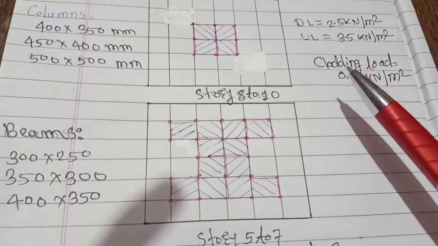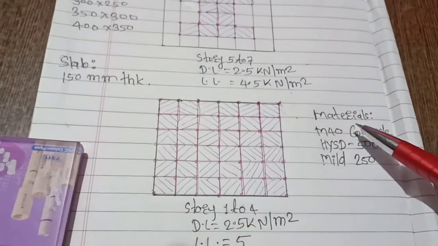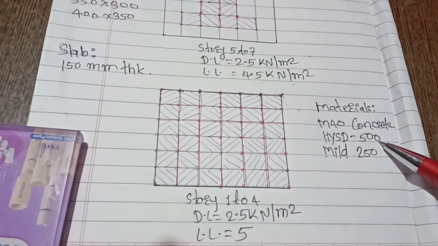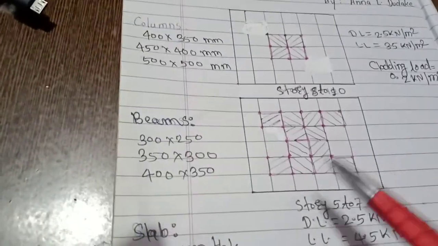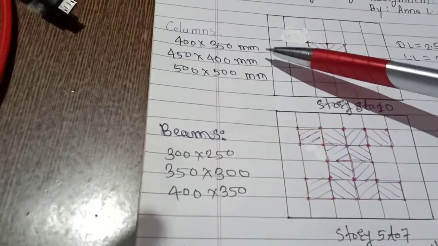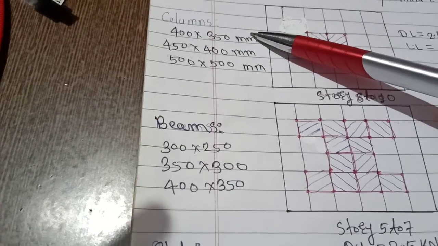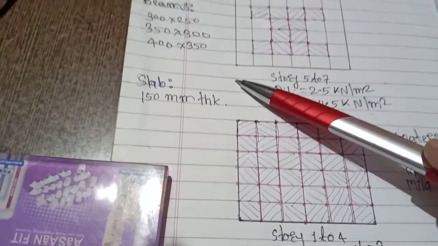We have considered cladding load as 0.2 kN per meter square, and the materials used for design are M40 grade concrete, HYSD 500 reinforcement and mild 250 reinforcement. Here we have considered three types of columns with different dimensions as shown here, three types of beams as shown here, and a slab with 150 mm thickness.